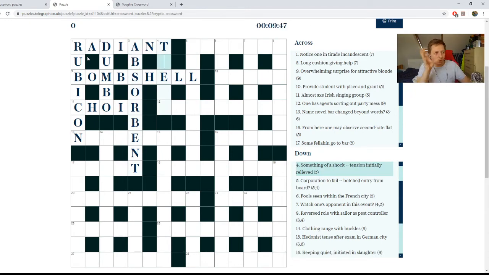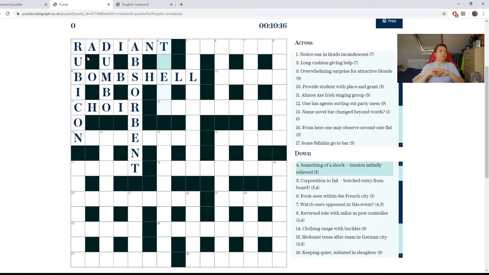We had the right word with a few different letters. Played all the right notes, but not necessarily in the right order. 4 down. Something of a shock. Tension initially. Relieved. Okay, that's going to be T. You should be proud, Catnip. That was good. It got us most of the way there.